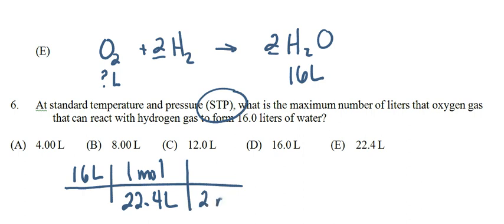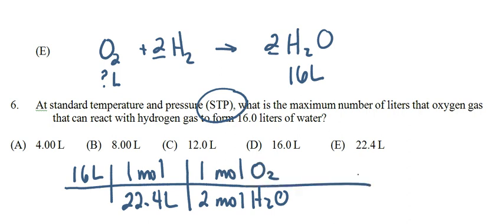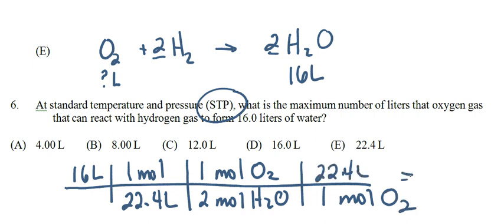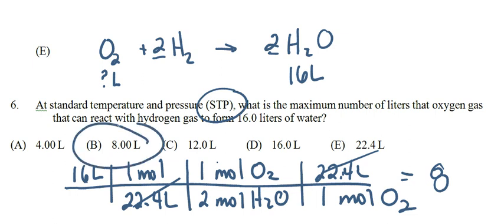So we have 2 moles of water, and we are looking for oxygen, which only has a coefficient of 1. And then it wants to know the volume, so we're going to put 1 mole of oxygen on the bottom. And again, at STP, 22.4 liters. Okay, so we can cancel out anything that's alike. 22.4s go away. 16 divided by 2 is 8. Letter B.